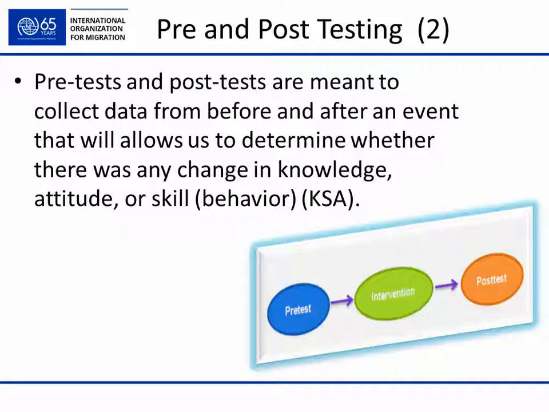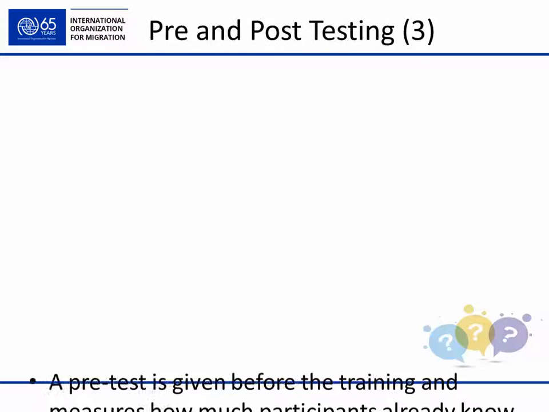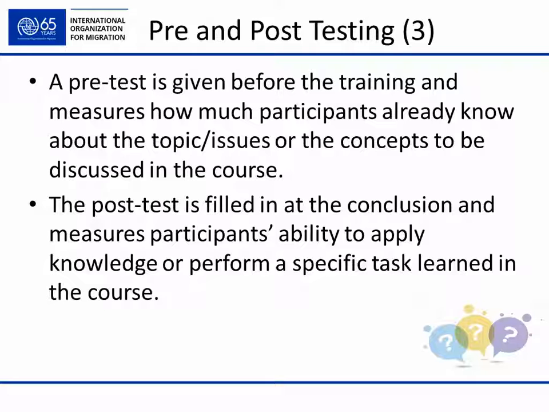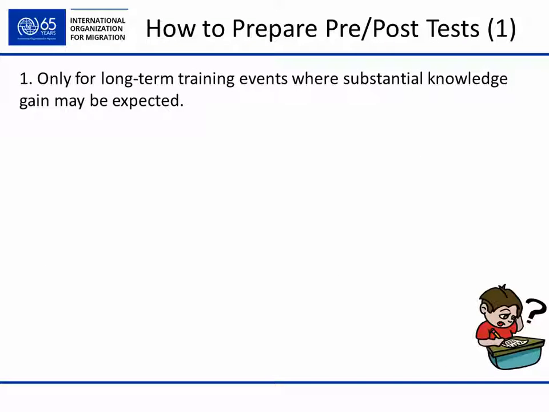Pre-test and post-test are meant to collect data from before and after an event that will allow us to determine whether there was any change in knowledge, attitude, or skills. A pre-test is given before the training and measures how much participants already know about the topic, issues, or concepts to be discussed in the course. The post-test is filled in at the conclusion and measures participants' ability to apply knowledge or perform a specific task learned in the course. How to prepare pre-post tests?